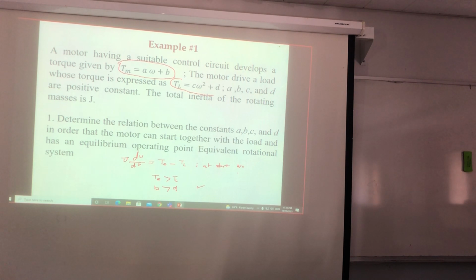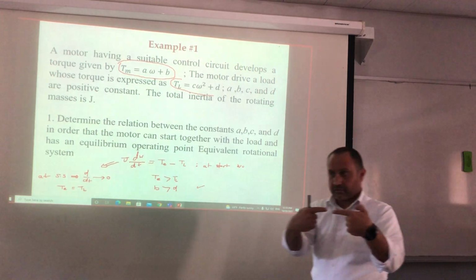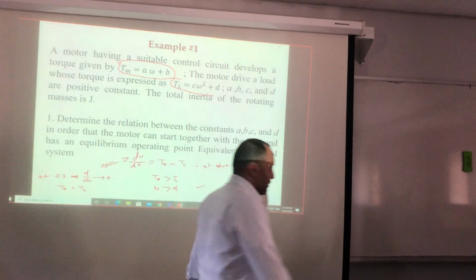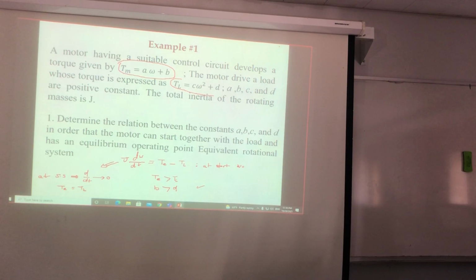So simply now, with the same equation, at steady state, d omega by dt should go to 0. So this means that Te should equal TL. Now I have two equations that I will set equal to each other, so I will get a single equation with one unknown. I can solve.